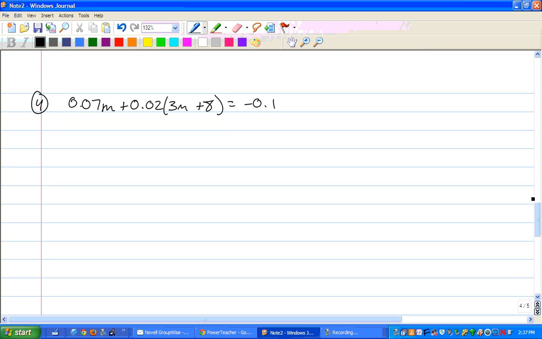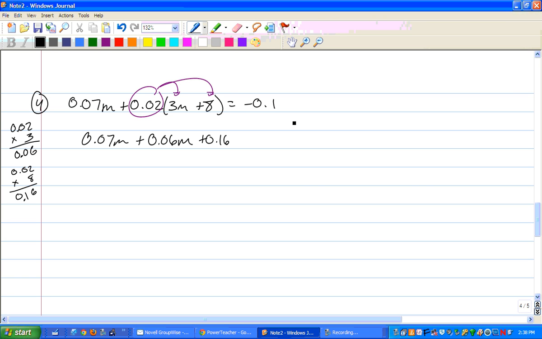All right, problem number 4. Now we're working with decimals. We're going to do the same thing where you distribute first. So the 0.07m stays the same. Now you need to do 0.02 times 3, and that gives you 6, and there are 2 numbers behind the decimal. And we're going to do the same thing over here times the 8. You get 16, and once again, there are 2 numbers behind the decimal.